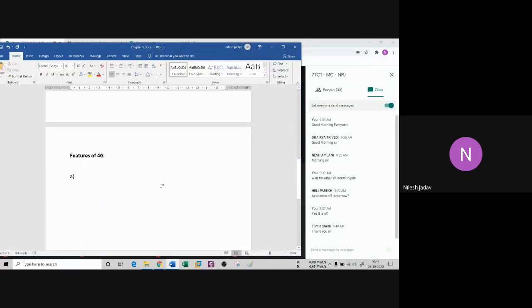It supports multimedia; it supports voice, video, wireless internet, and other broadband services. So this is the first feature I'm going to put over here. It supports interactive multimedia, voice, video, wireless internet, and other broadband services. This is the first feature.